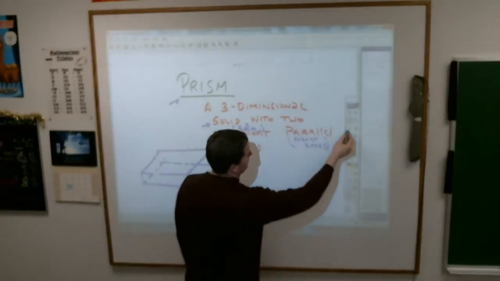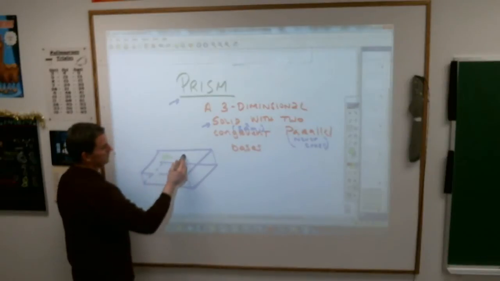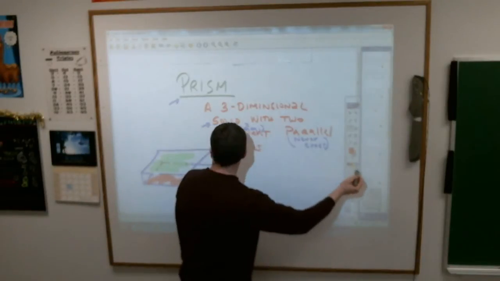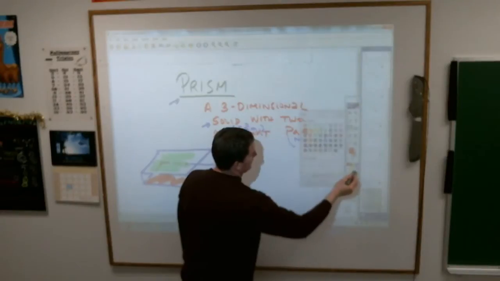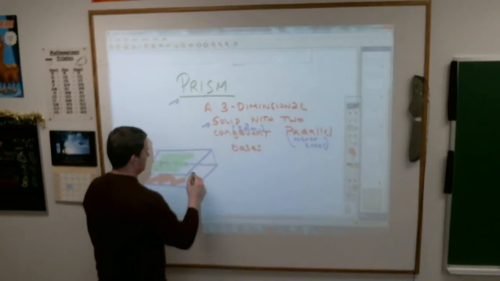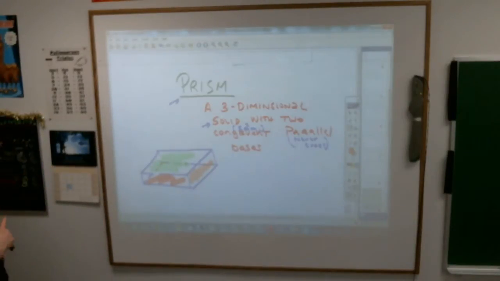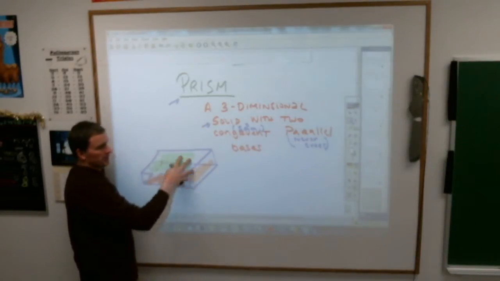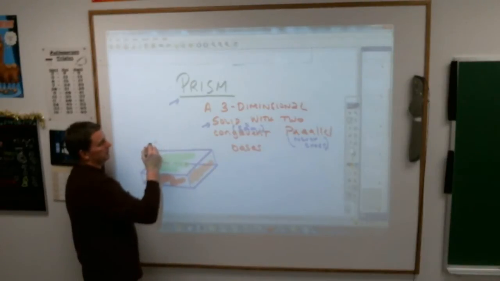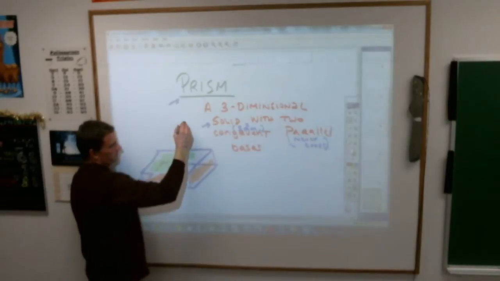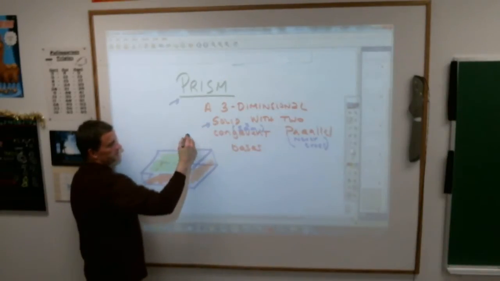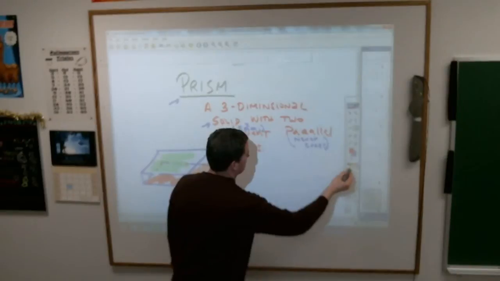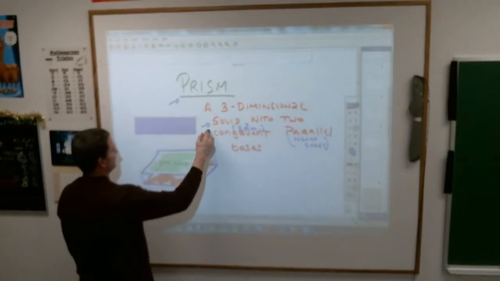And sometimes when you're feeling fun and excitable, you can shade in the different sides so that you can see a three-dimensional look to it. Prisms are named for their bases. So this shape right here, because it's made up of all rectangles, is called a rectangular prism.